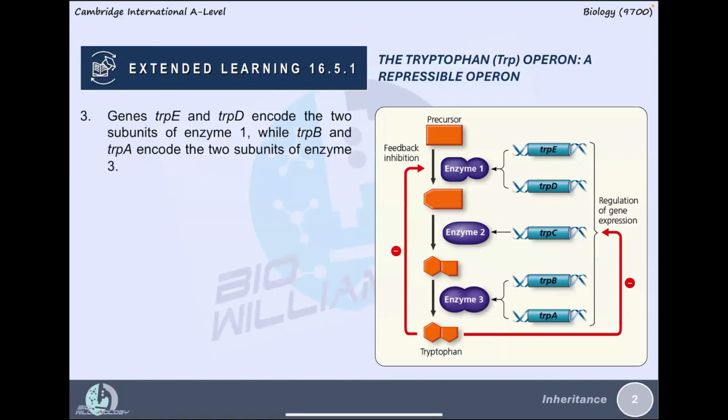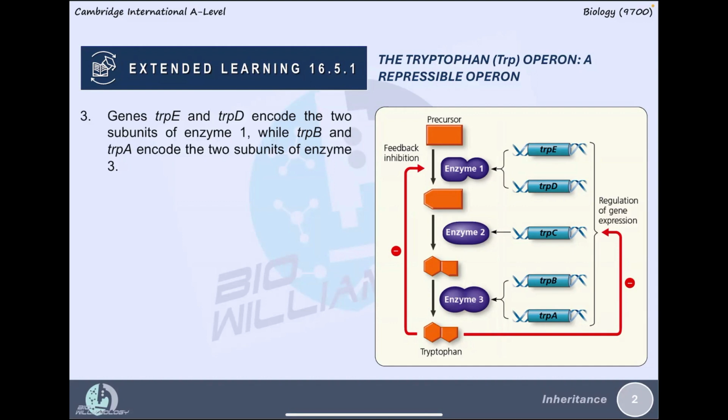The genes trpE and trpD encode the 2 subunits of enzyme 1, meaning that enzyme 1 is a quaternary protein, while trpB and trpA genes encode the 2 subunits of enzyme number 3, and trpC codes for enzyme number 2. So enzymes 1, 2, 3 are involved in the biosynthesis of tryptophan, from the precursor to the intermediate compound, and finally we have tryptophan in the bacterial cells.